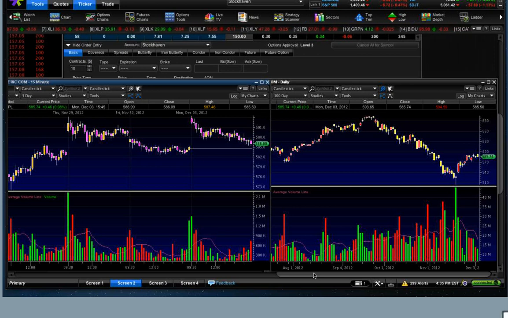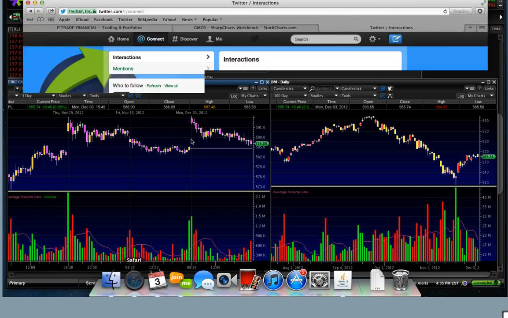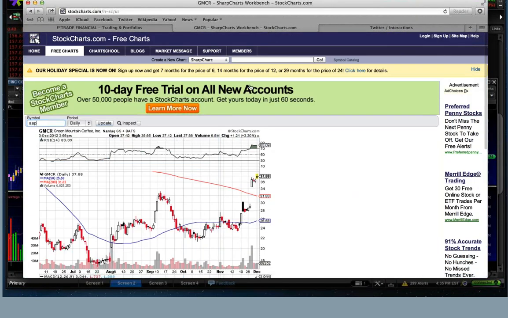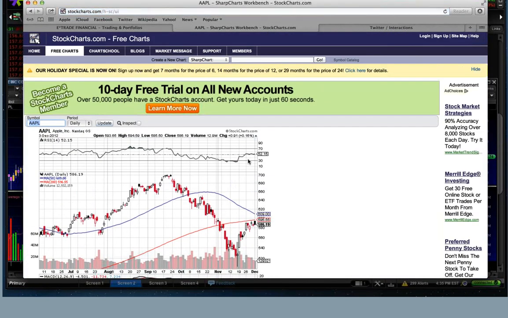So the first thing on Apple that I note in my notebook as I'm preparing for the next day is the closing price, 586.19. Okay. Also, I note the daily range, 585.50 to 594.59.